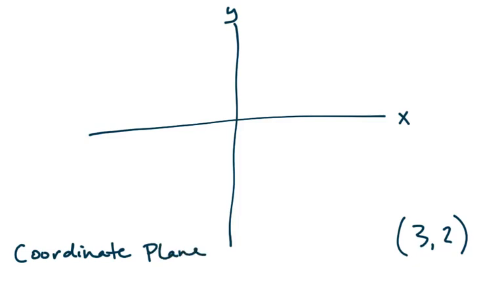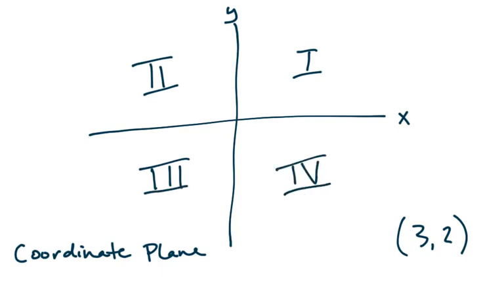And this is quadrant 1, 2, 3, and 4, which is weird because it's counterclockwise. It goes this way, the opposite way of the clock. Quadrant 1, quadrant 2, quadrant 3, and quadrant 4. All values in quadrant 1 are positive. They're both positive.